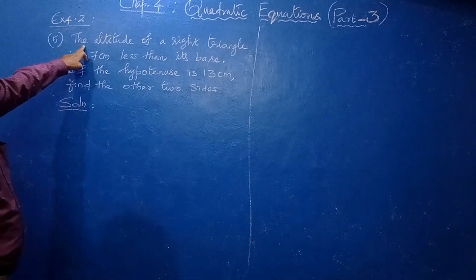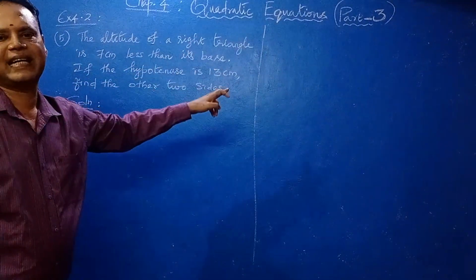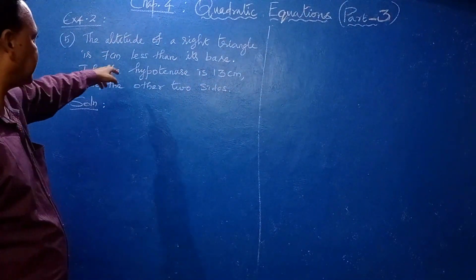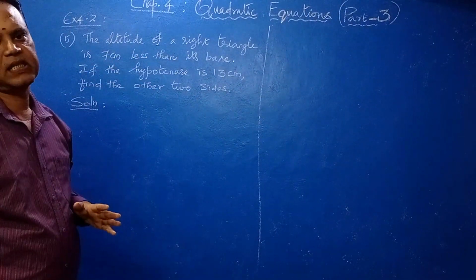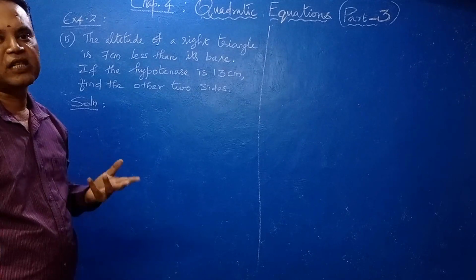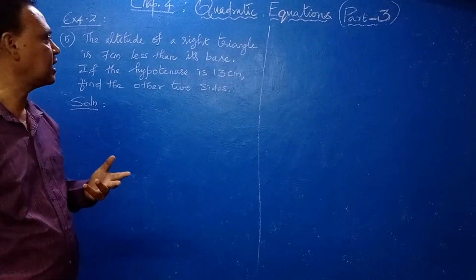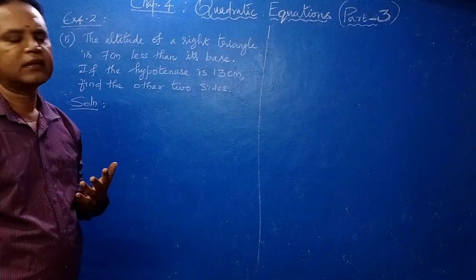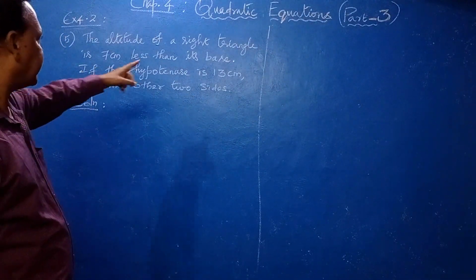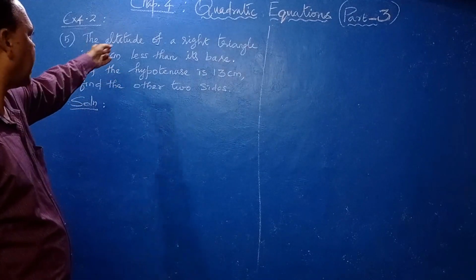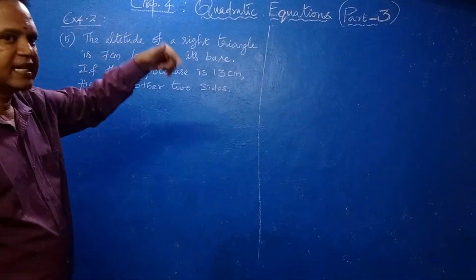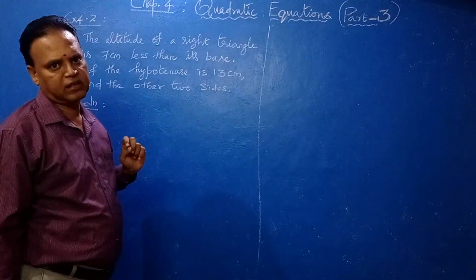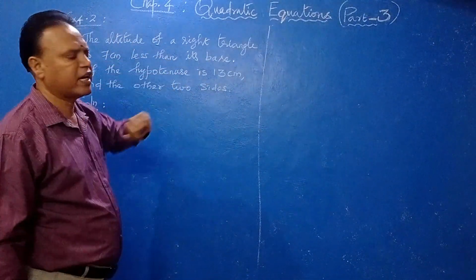Fifth problem. The altitude of a right triangle is 7 centimeter less than its base. Clear? The actual length is not given. You don't know the base length and the altitude length. Clear? The condition is given: the altitude is 7 centimeter less than its base. So here you have to assume the base as x. Then the altitude we can easily find out.